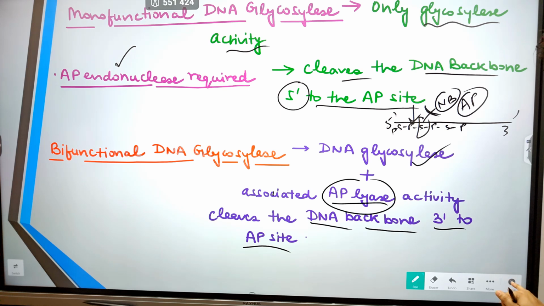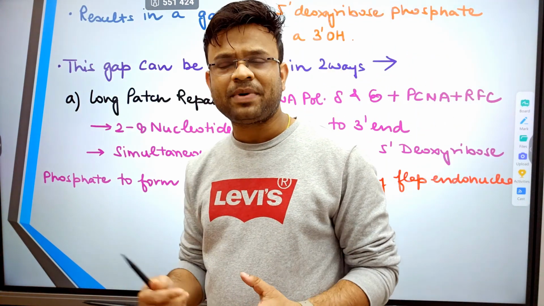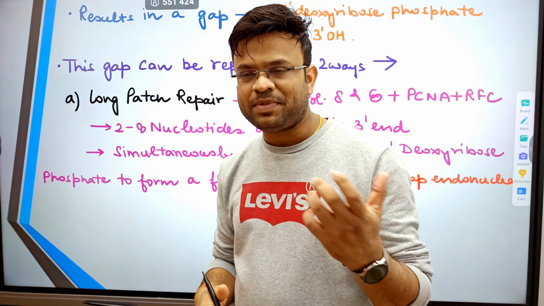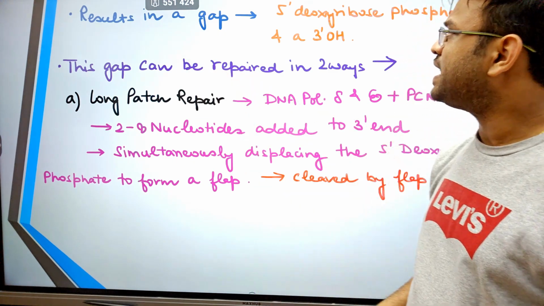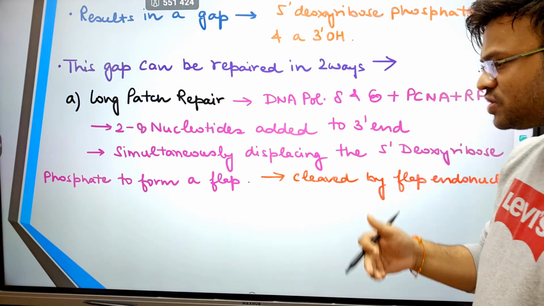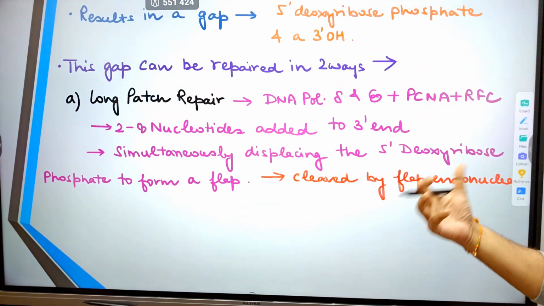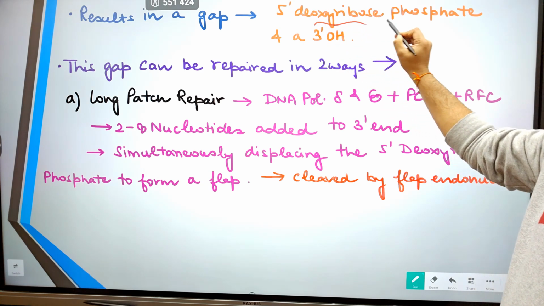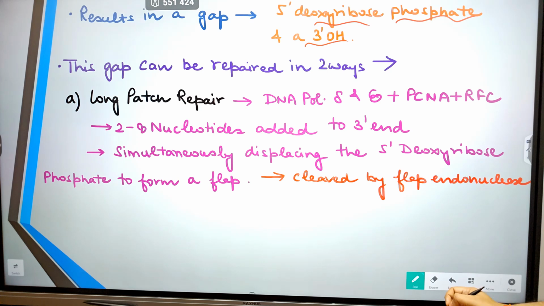Okay, now let us move forward and discuss what will happen after the activity of the DNA glycosylase enzyme, AP endonuclease or AP lyase for the fact of the matter. Now it results in a gap. Now after the phosphodiester bond has been broken, what will be achieved over here? So you can see that a 5 prime deoxyribose phosphate and a 3 prime OH will be created definitely.